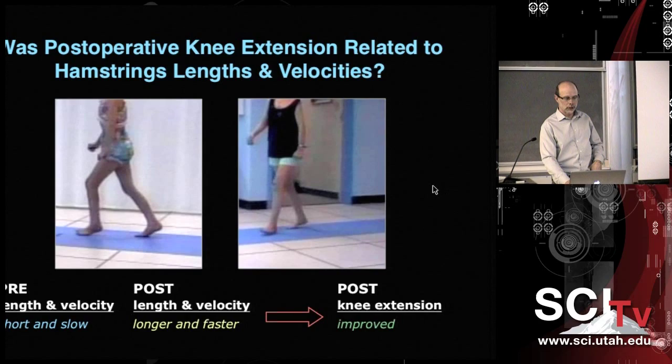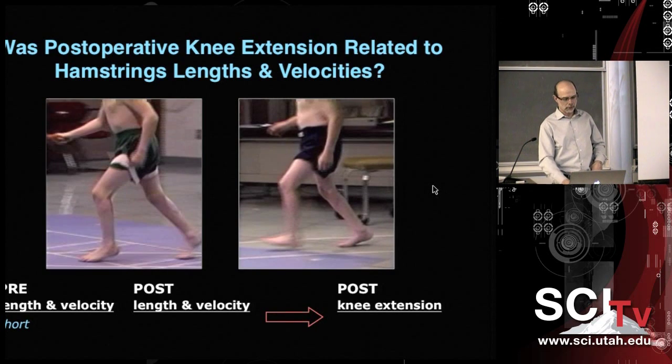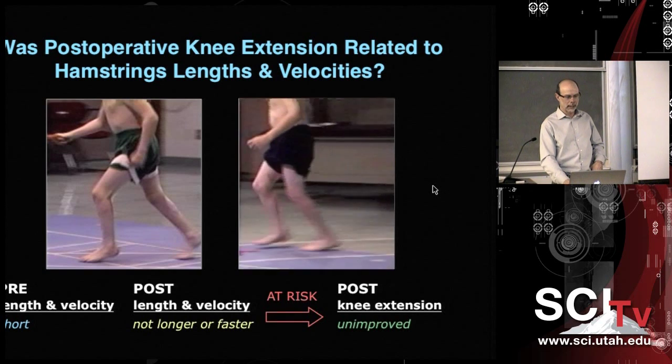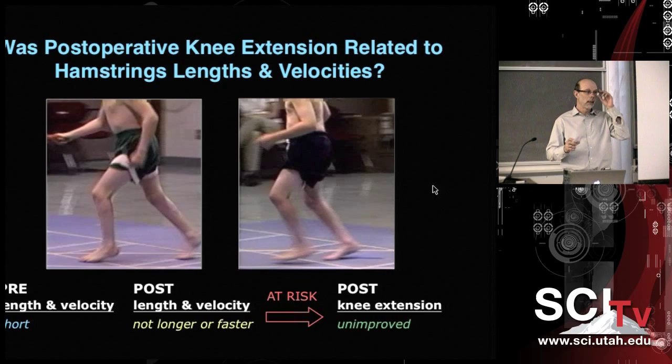Okay, so there was a good case. Here's a guy from the other hospital. He had short hamstrings. He didn't have a hamstring lengthening. And here he is a year later. He had some other procedures to try to restore his crouch gait, which may have done useful things, but they certainly didn't correct his crouch gait. He was in a little bit deeper crouch a year later, and probably would have been a good candidate for hamstring lengthening.